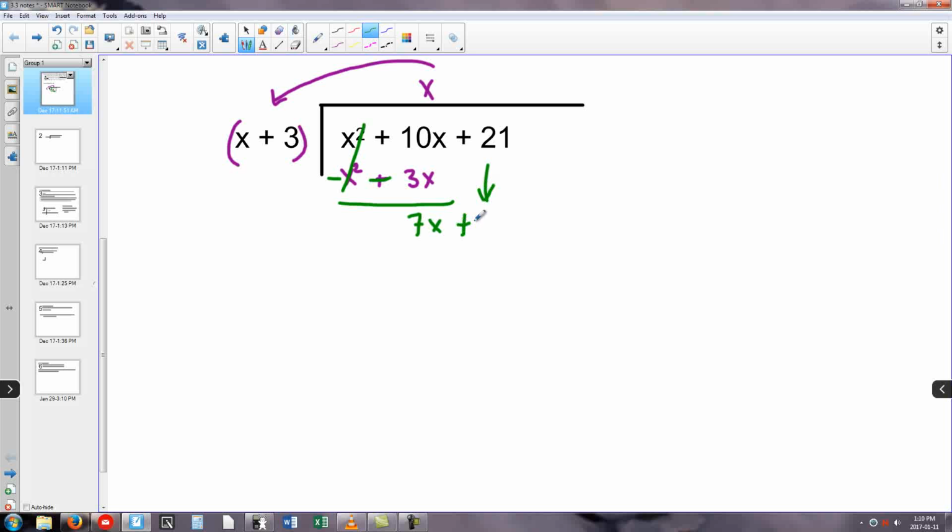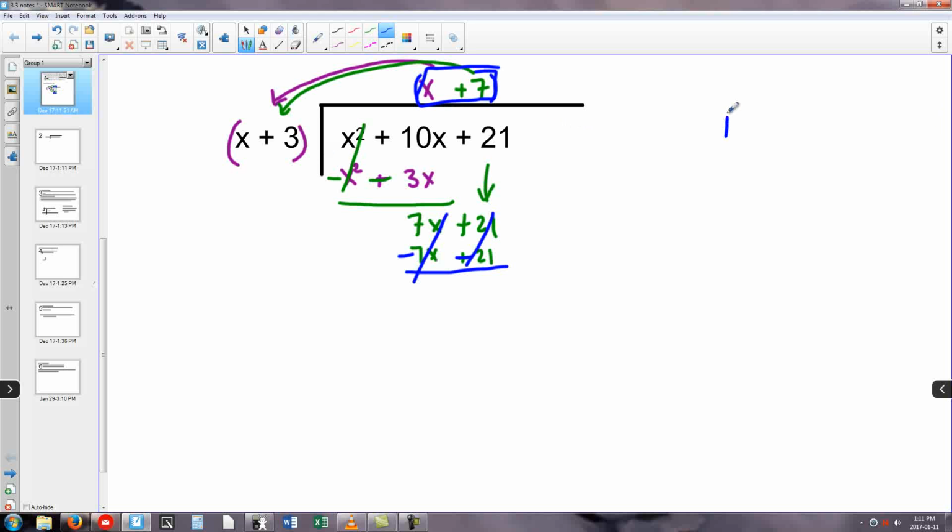I'll bring down the 21, and then I say, okay, now what do I multiply the x by to get a 7x? That's my new goal. To get a 7x, I'm going to have to multiply by a 7. That 7 multiplied through would give me 7x plus 21, which again I want to subtract, so I'm going to make both signs switch. The 7x's cancel, the 21's cancel, and this has a remainder of 0. So the solution of x squared plus 10x plus 21 divided by x plus 3 is x plus 7.